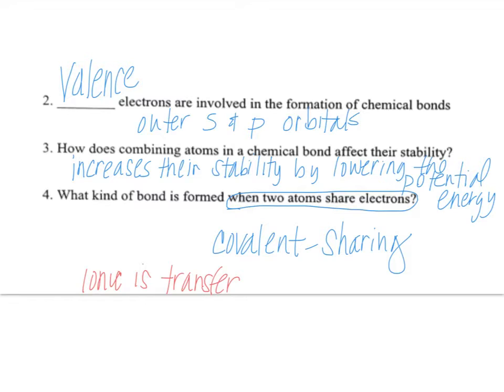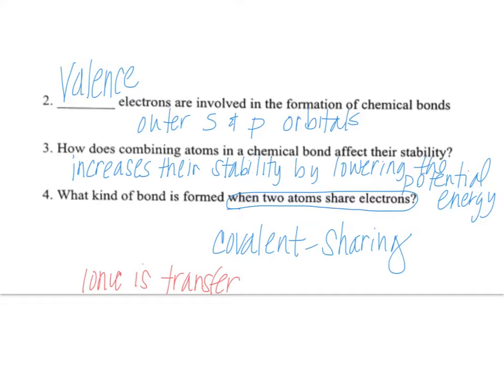Question 2 says blank electrons are involved in the formation of chemical bonds, and that is the valence electrons. And remember, the valence electrons are found in the outermost s and p orbital. Number 3, how does combining atoms in a chemical bond affect their stability? Remember, we said that it increases their stability, and it does this by lowering the potential energy of the two separate atoms.